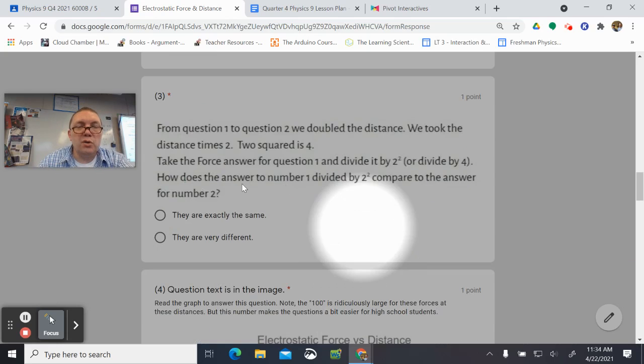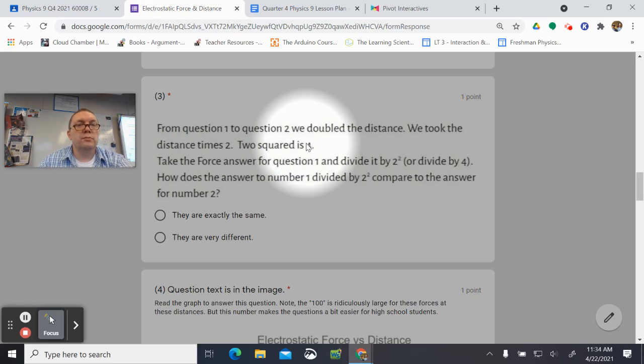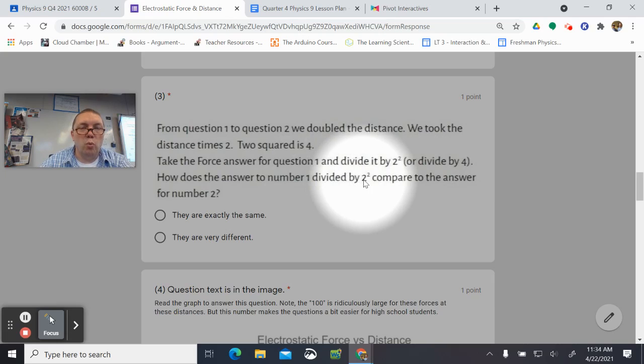So now we're saying here, from question 1 to 2, we doubled the distance. We took the distance times 2. 2 squared is 4. So if I say 2d, 2 times d, 2 is squared, so 2 squared gives me 4. If we take the force for number 1 and we divide it by 2 squared, or we divide it by 4, how does our answer for number 1 divided by 2 squared compare to number 2?